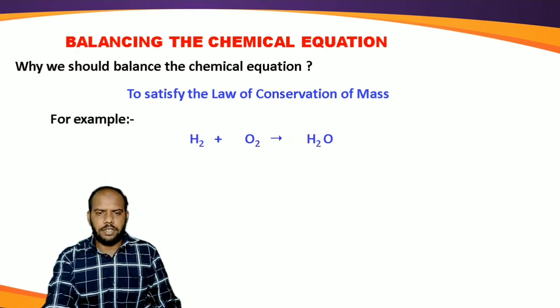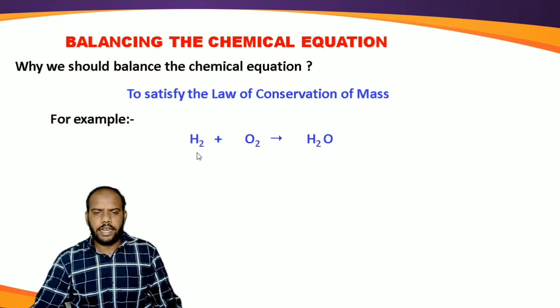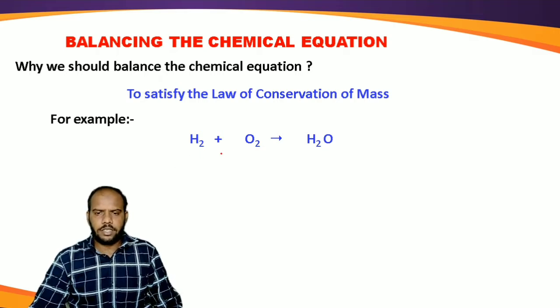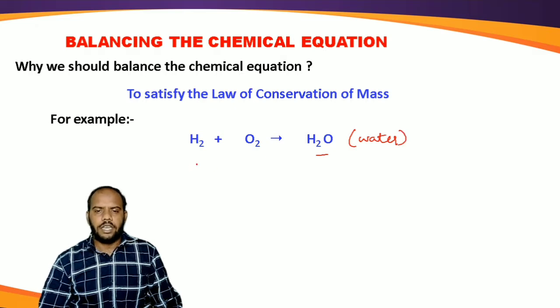For example, look at the example here: hydrogen reacts with oxygen and forms water. We know the water formula is H2O. Look at the weight of the hydrogen. We know the weight of hydrogen is 1, and how many hydrogen are present? Total 2 hydrogen. So 1 into 2, how many grams do we get? 2 grams.